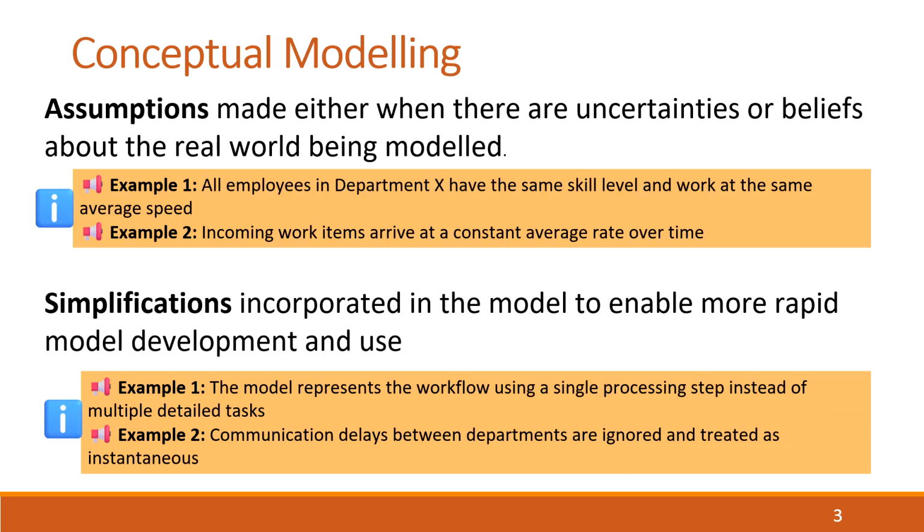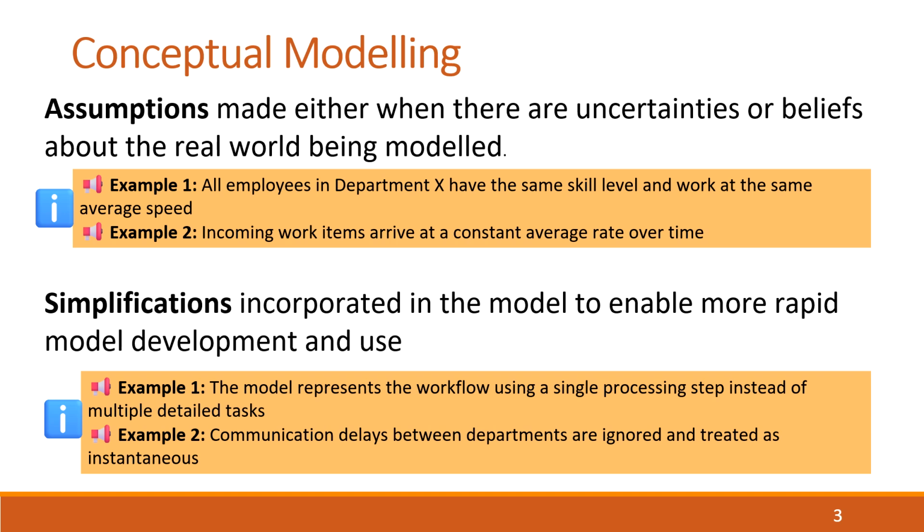At the conceptual modeling stage, we make assumptions and simplifications to handle uncertainty and keep the model manageable. Assumptions reflect what we believe about the real system when exact information is unavailable. For example, we may assume that all employees in a department work at the same average speed, or that incoming work arrives at a stable average rate over time.